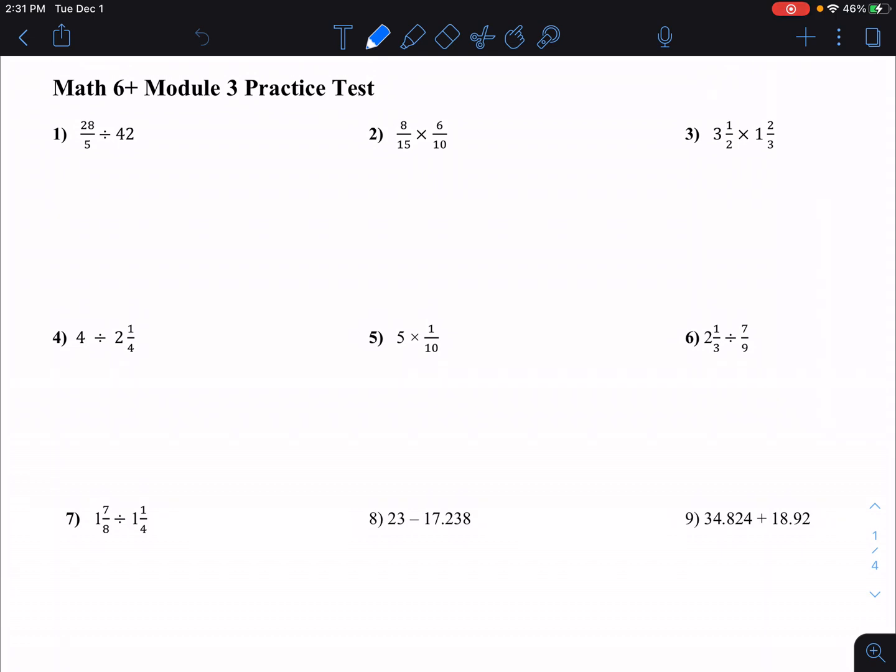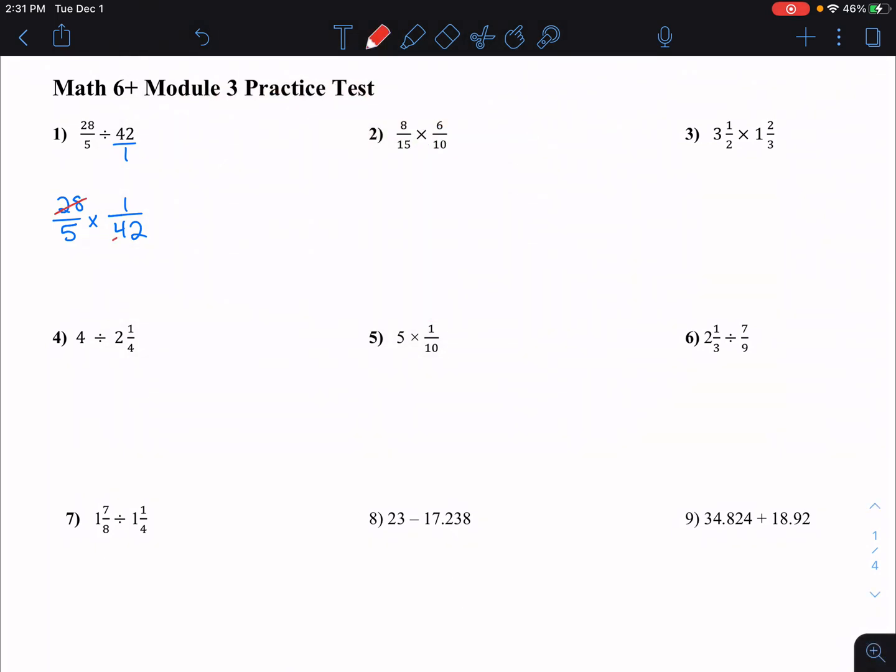So the first one says 28 over 5 divided by 42. Remember that you're going to put the 42 over 1. And then we're going to keep, change, flip. So 28 over 5 times 1 over 42. Now I'm going to do my cross canceling.